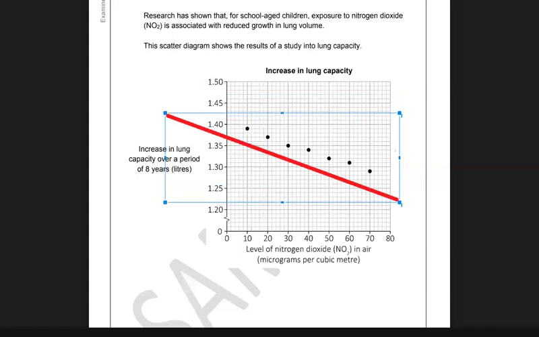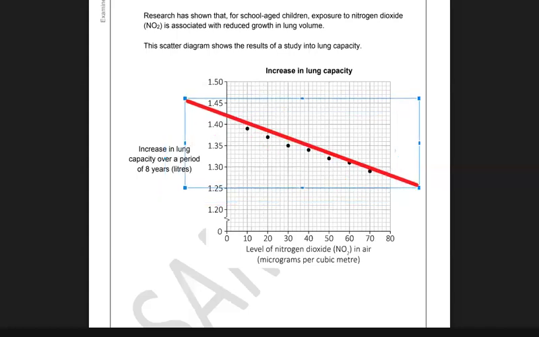You trace it down. Sorry. This 55, you trace it. That's going to be 1.315. Then 35, that's going to be 1.35. If I draw this very well, it's going to be 1.35.